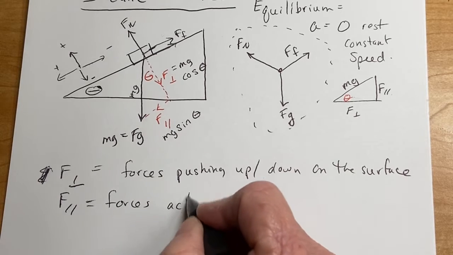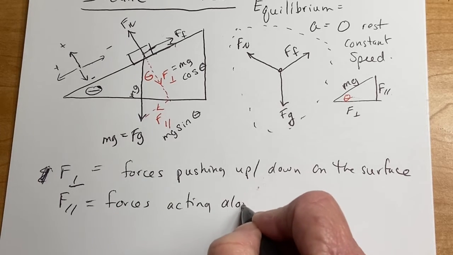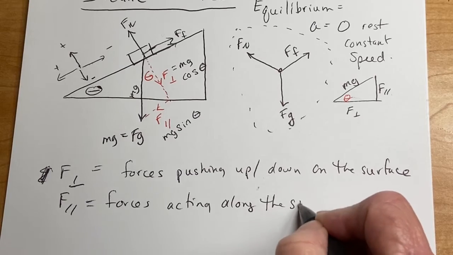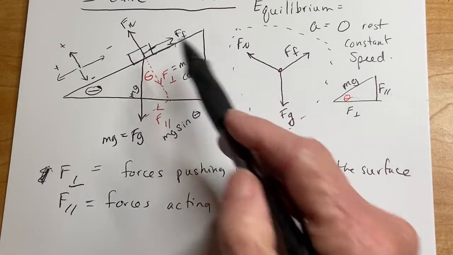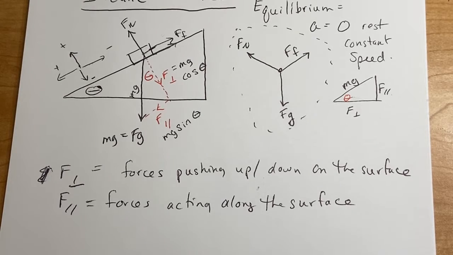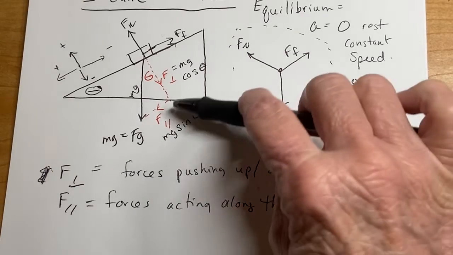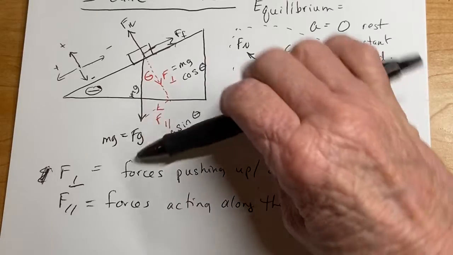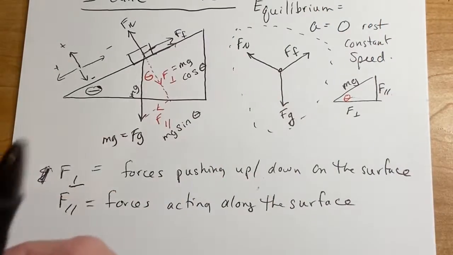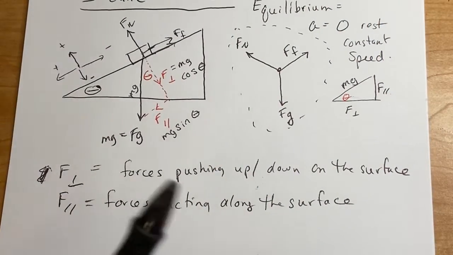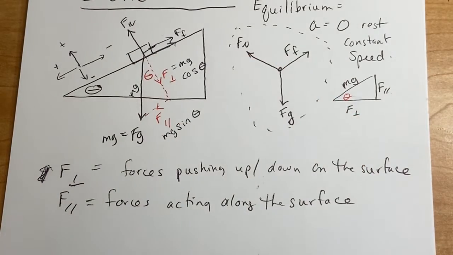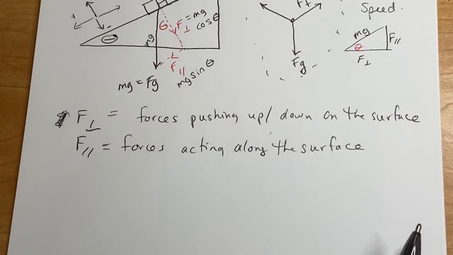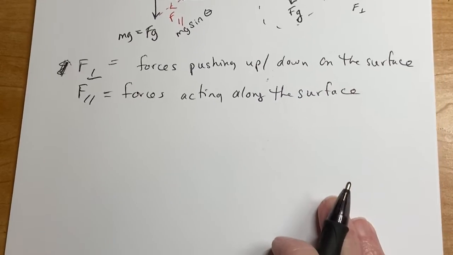Forces acting along the surface, which usually is gravity or friction. So when I say parallel to the surface, I want you to think, I use my pen as it, this F parallel, the component that's parallel to the surface. Friction is parallel to the surface. F normal and F perpendicular are perpendicular to the surface. All right, so let's take a look at these.